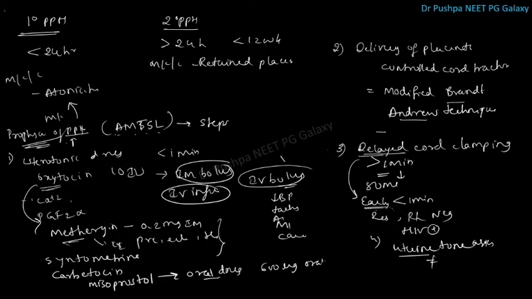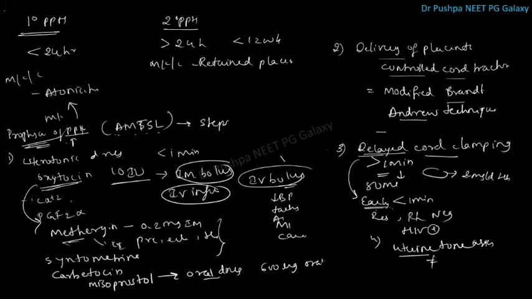First, we give the uterotonic drug, oxytocin, 10 international units within 1 minute. Second step is delivery of the placenta by controlled cord traction. Third is delayed cord clamping. We clamp the umbilical cord after 1 minute so that an extra amount of blood goes to the baby, almost 2 mg per dl Hb increase. Fourth is continuous uterine tone assessment. So this is the prophylaxis of PPH.